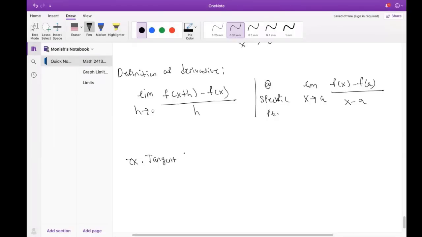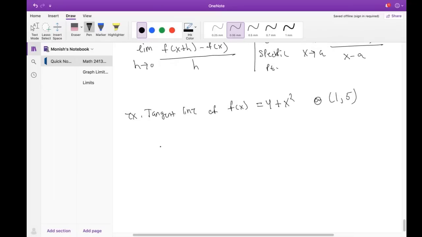Okay, so an example for this would be to find the equation for the tangent line of f of x equals 4 plus x squared at the point 1 comma 5. And so what we're going to use is this formula first to find the derivative.